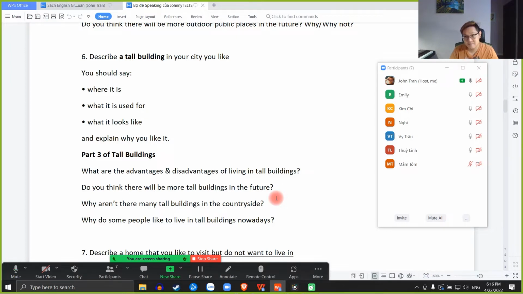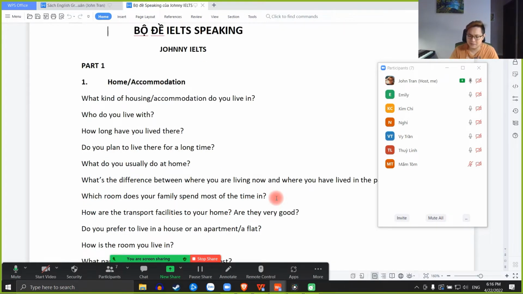So basically part three, speaking, it's just similar to writing test 2, you know. Very similar. So you have to discuss things and they will be controversial topics when some people think like that, other people think like this. But the main point is you have to be able to talk about different opinions and to talk longer, you know.